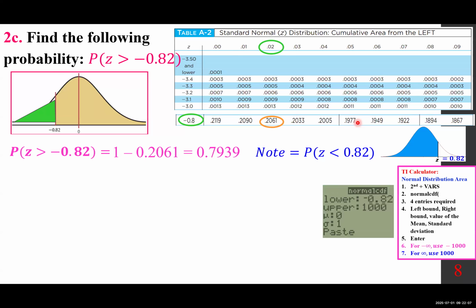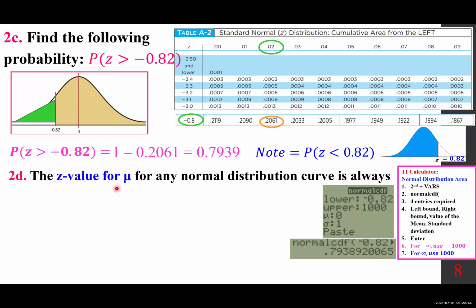In any event, so lower bound is negative 0.82, upper bound is infinity. But you put a large number, and I highly recommend you try it, even if you put 10, probably works. But I put 1000 to be on the safe side. Mu is 0, sigma is 1. And that's the answer, which is, of course, with a lot more decimals than what we have in the table. But notice if you want to stop here, 8 changes to 9 because the number next to it is 9. So it's pretty close.